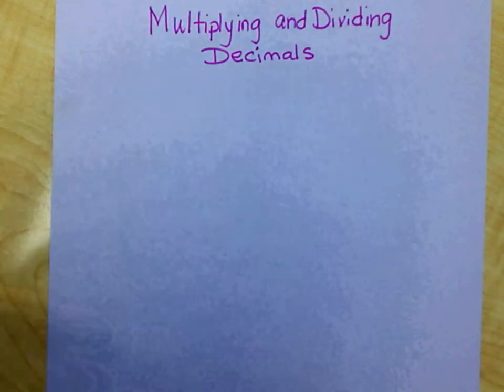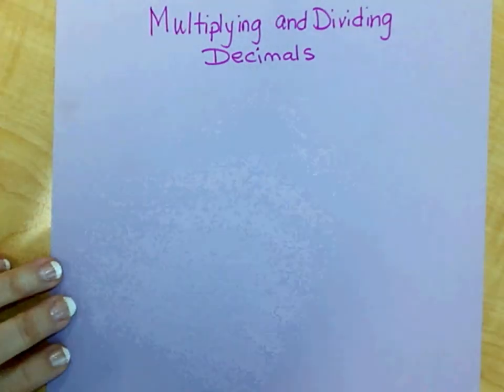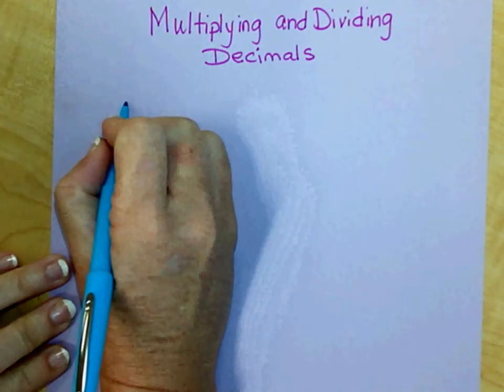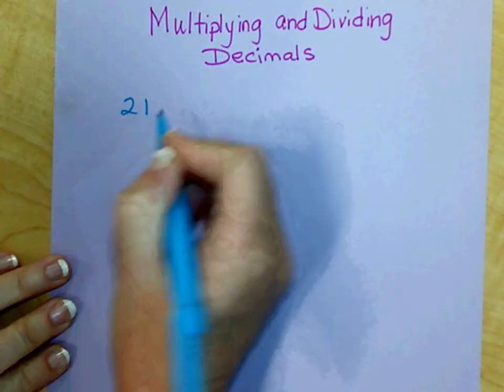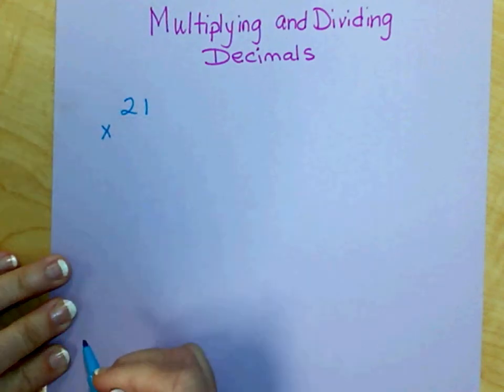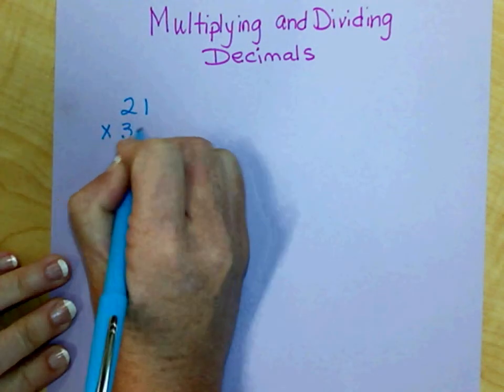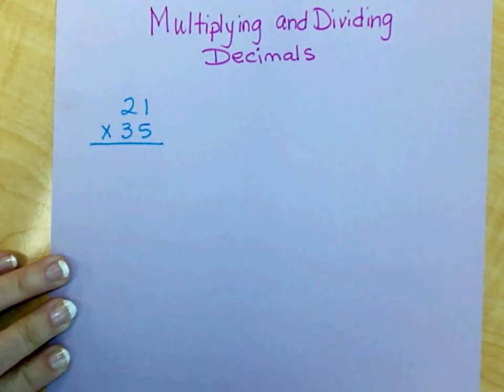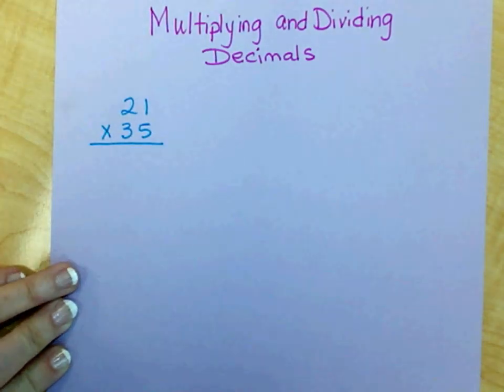Okay, today we're going to be multiplying and dividing decimals. So we're going to take a look at some numbers to multiply first. Let's write down the number 21 and let's multiply that by 35. I know this is a whole number, so let's practice multiplying whole numbers first.